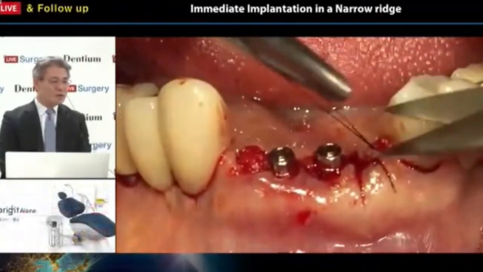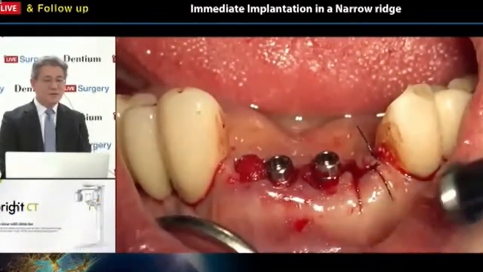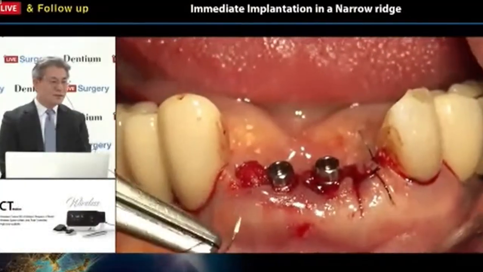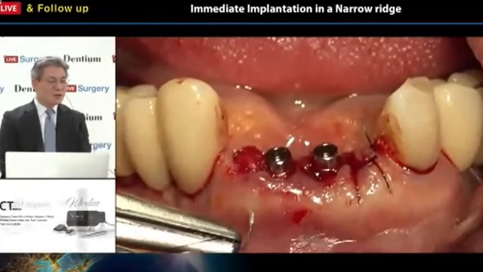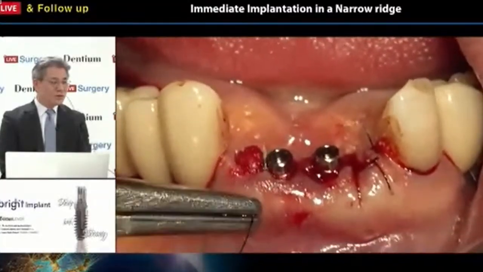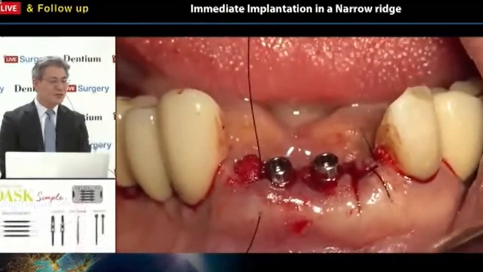He is making a suture knot. First, the suture was a horizontal mattress suture, right? And then interrupted sutures. And on number 42, the socket area, he will make a horizontal mattress suture.